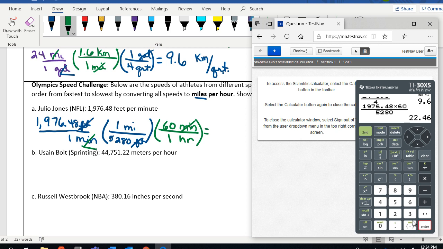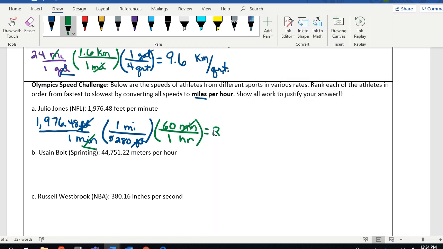I hope he was on a bicycle. 22.46. Oh, from different sports, it doesn't say. Oh, who knows? Can a person, I don't think anybody can run that fast, can they? Oh, well, there we go. This is miles per hour. That seems way too fast. I will double check it, but you do the others.